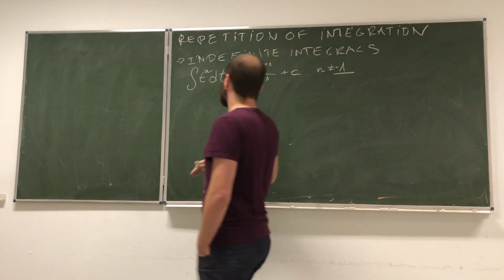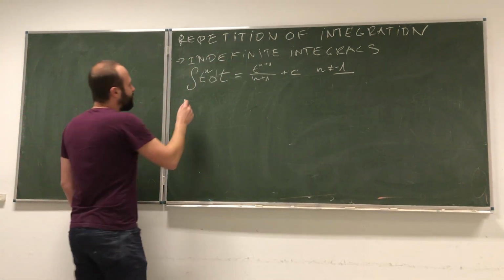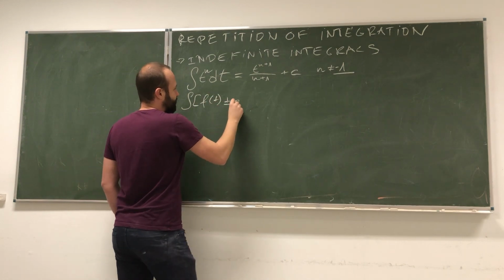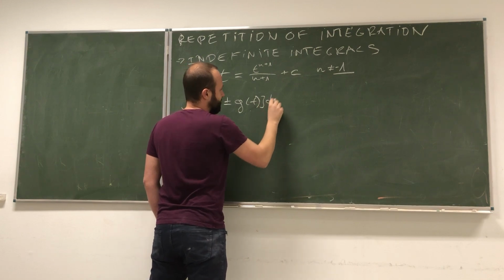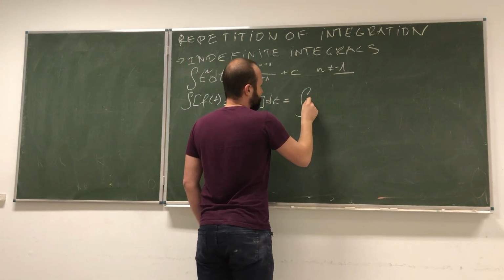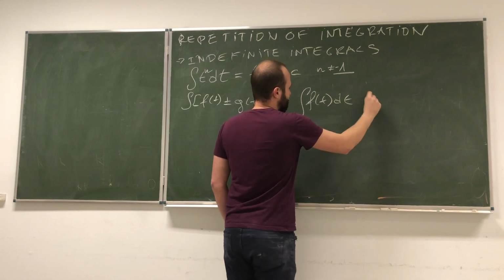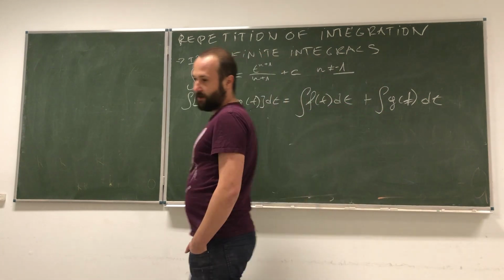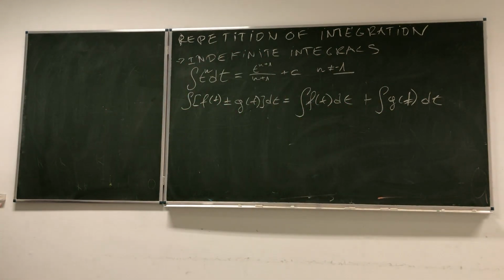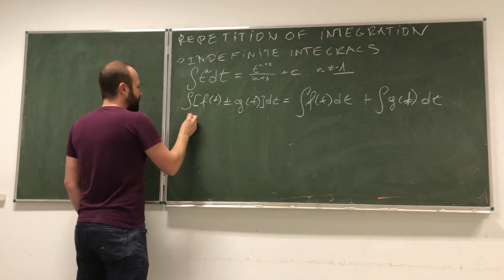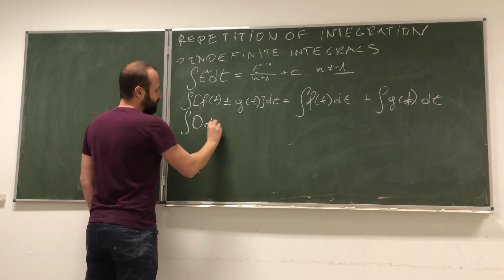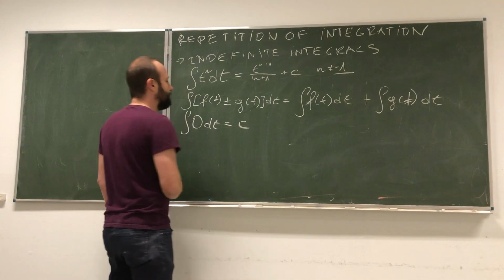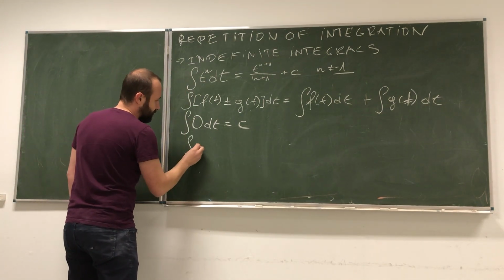Okay, and the second thing before we start is we need to notice that integral of f of t plus minus g of t dt is the same as integral f of t dt plus integral g of t dt. Okay, so now let's try a couple of examples on how we integrate. What is integral of 0? Well, what gives us a derivative 0? A constant c. Then, what is integral of 1?